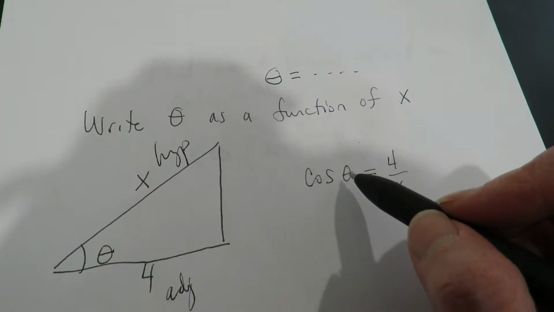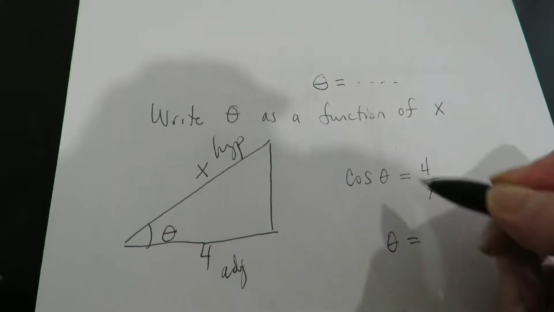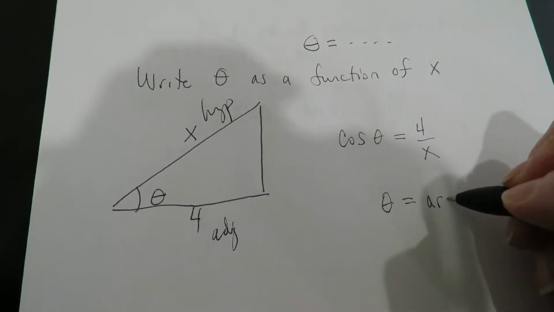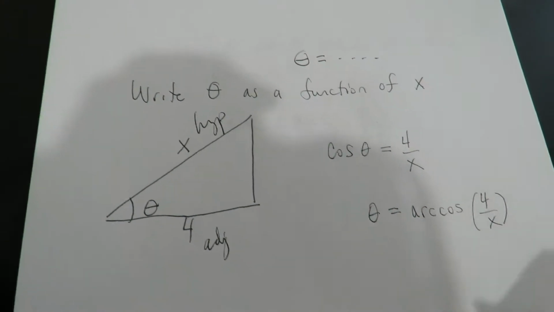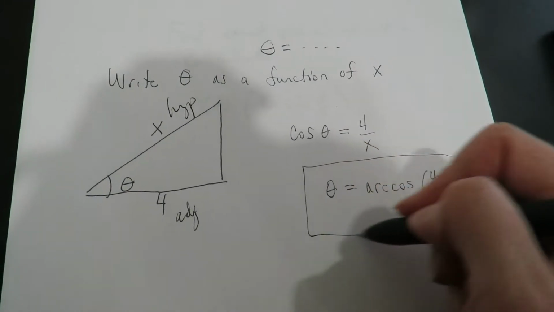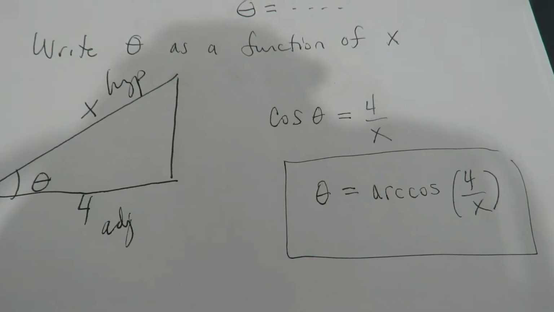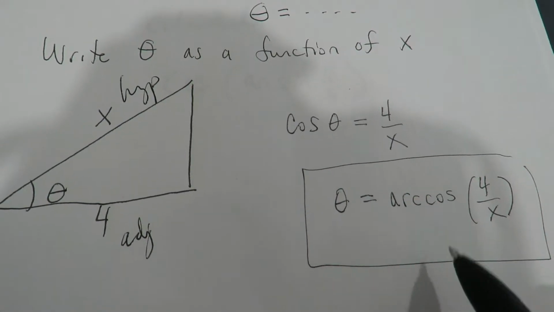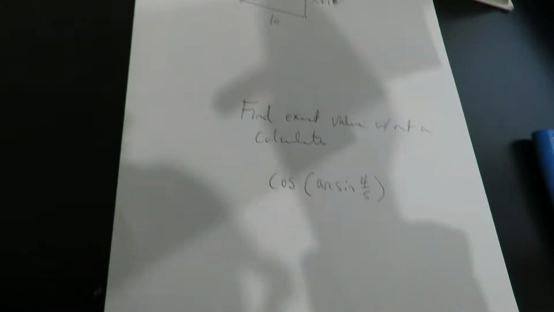Now they want me to isolate theta. If I isolate theta, that means I have to take the arc cosine of both sides. So theta is going to equal the arc cosine of 4 over x. Okay, and that's the final answer. They're not asking us to solve anything. They just want us to be able to isolate theta. And if you isolate theta, you have to convert it into an arc because angles equal arcs. All right, I'll try another one of those with you.